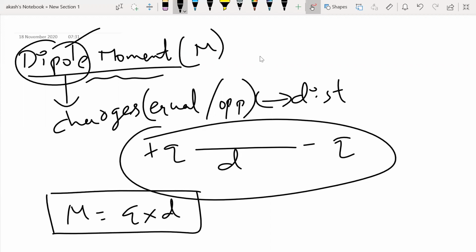Now that you should have completed your portions, this is not a big deal for you. Anyways, you take the magnitude of charge and you take the distance and you multiply them, and that product is what is called my dipole moment. We are not interested in this mathematically. For different compounds, how will I be able to compare the dipole moment? That's what we are interested in.